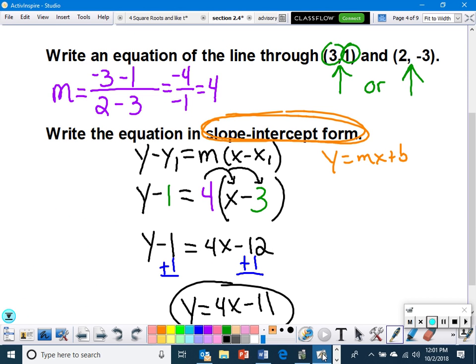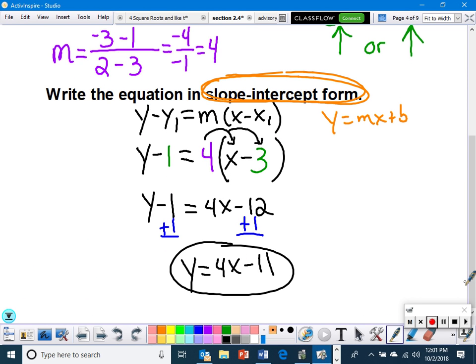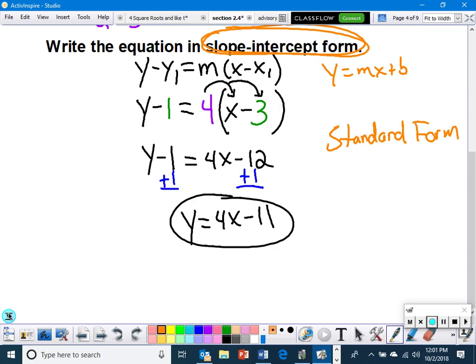All right, I want to do one more thing. I want to change this now back to standard form. Well, it only takes one step. Remember, standard form is, again, ax plus by equals c. All I need to do is move the 4x to the other side, so I'm going to subtract 4x. And so my standard form is negative 4x plus y equals negative 11.